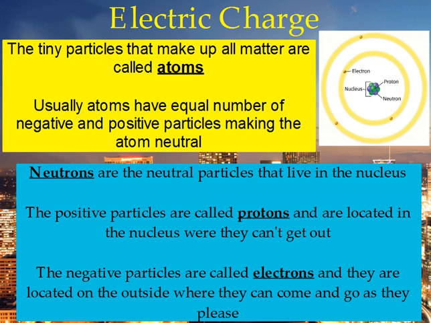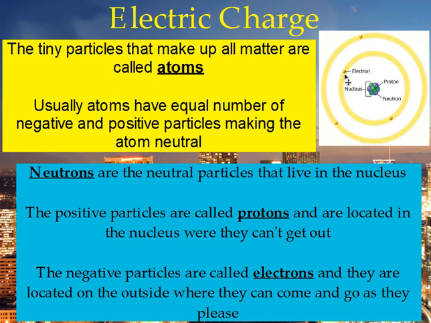Just to review, the 3 particles that we're talking about are neutrons, protons, and electrons. Neutrons live here in the nucleus, and they don't have any charge at all. They're neutral, so they have a 0 charge. The positive ones are called protons. They also live in the nucleus, but they are positive. Remember the perky patty proton? The other ones live out here. These are called the electrons, and they are negatively charged.